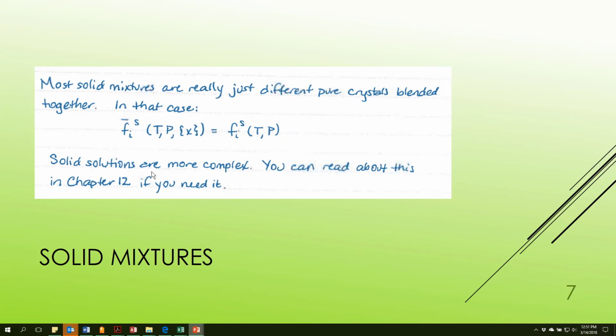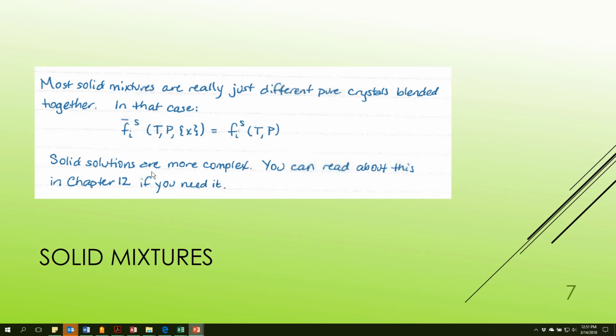But if you have a solid solution, so for instance, instead of just using iron, okay, for cast iron, we start adding extra chemicals to it and we make steel or stainless steel. Those solid solutions are much more complex in how we can estimate their fugacity. We will not have time to cover that in this course, but if you have the textbook, Chapter 12 of Sandler's book does a fairly nice job of covering those, and you can read about those as you need them.